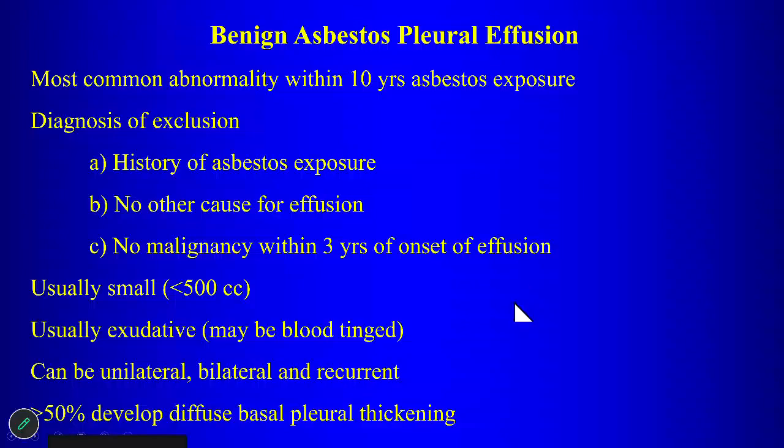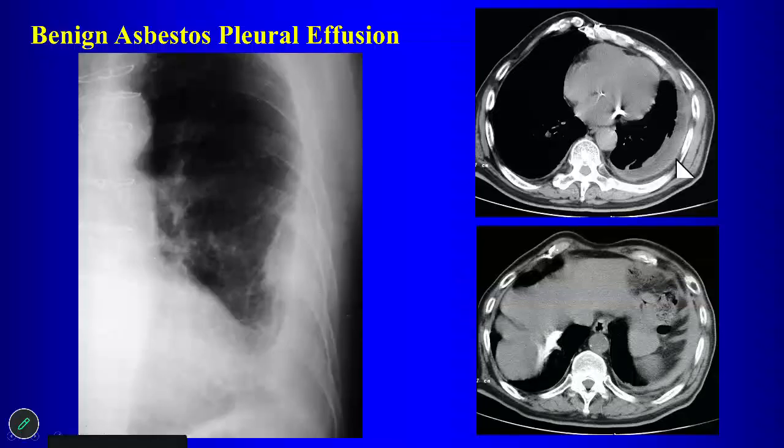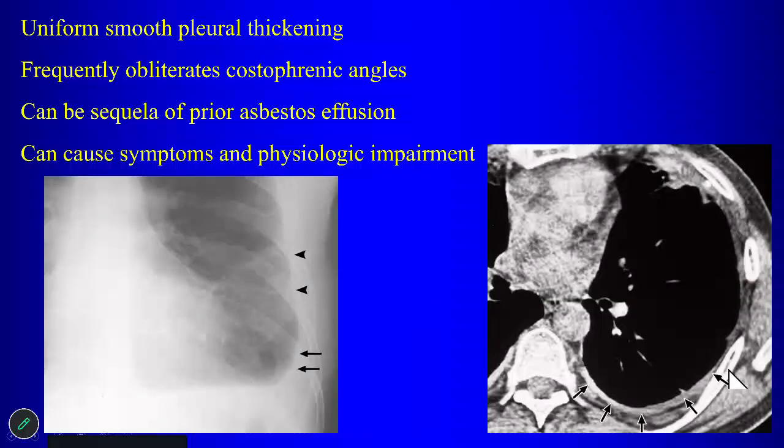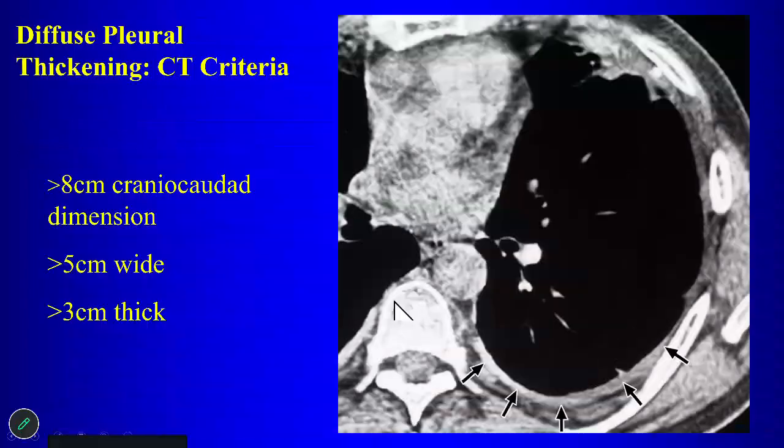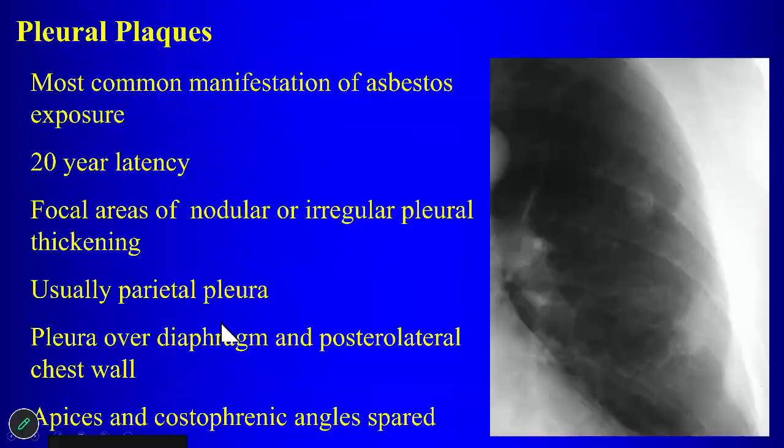We can have benign asbestos-related effusions, right? You always need that history of exposure to asbestos. Usually small, might be blood tinged, in which case you do worry about malignancy. But this was an example of benign effusion associated with asbestos exposure. You can have pleural thickening as a sequela of exposure to asbestos. There are criteria for diffuse pleural thickening: if it's greater than 8 centimeters craniocaudad, greater than 5 centimeters wide, and greater than 3 centimeters thick. This can cause impairment of lung function if we have diffuse pleural thickening.